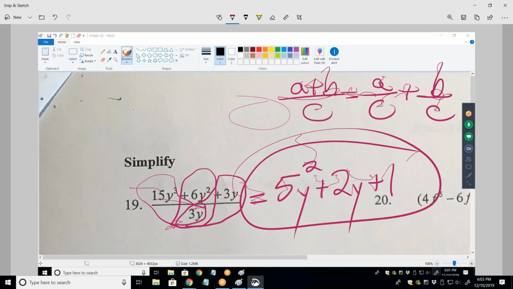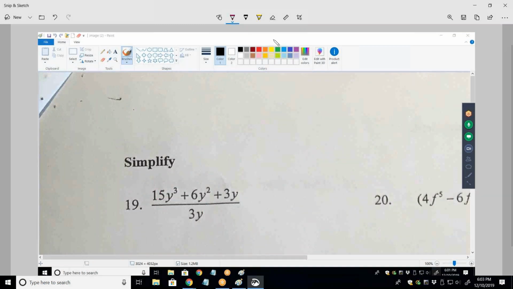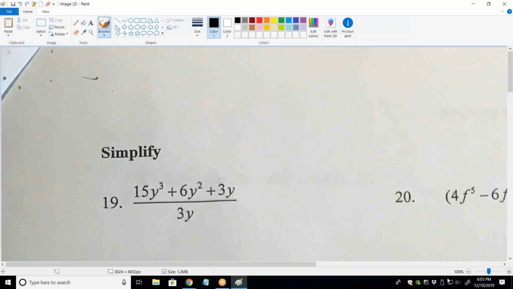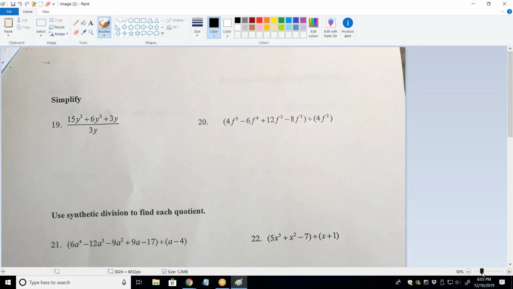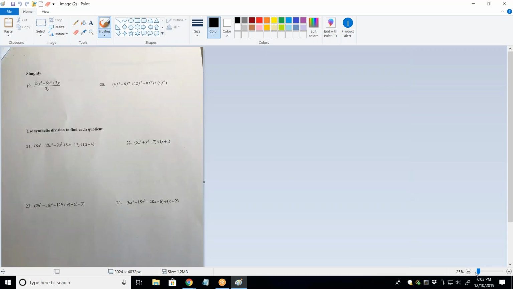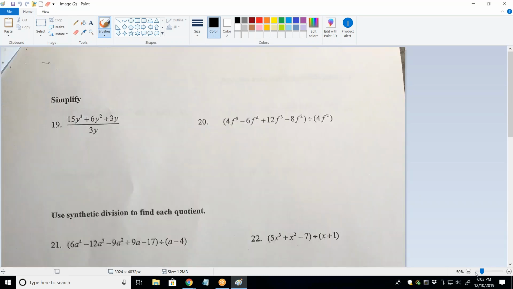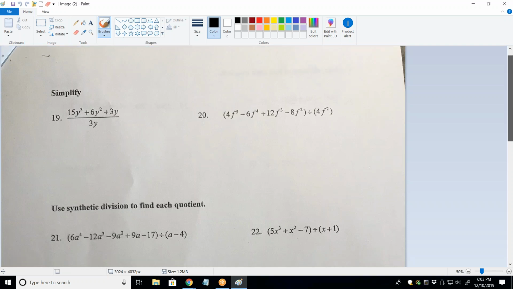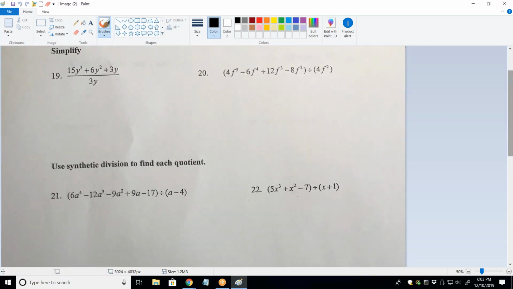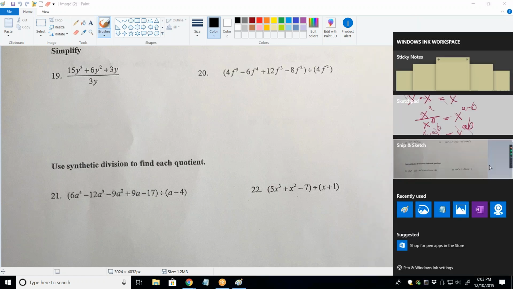In other words, those are really pretty easy, these kind of problems. Not much to them. All right. We have division going on here.